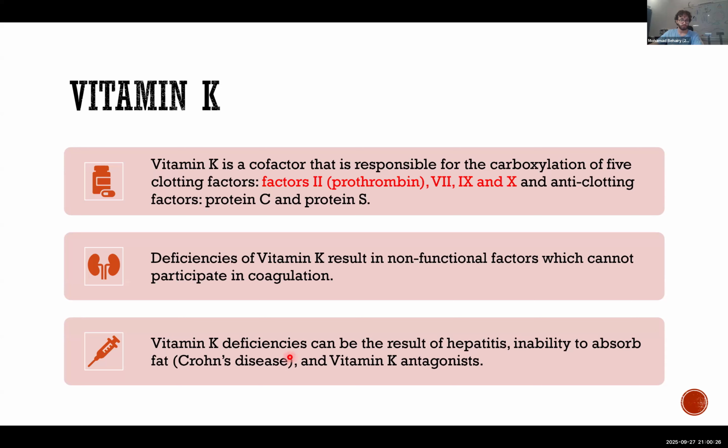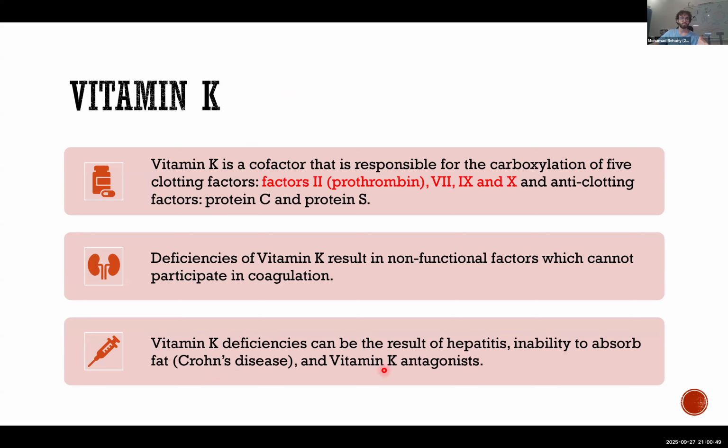But how can vitamin K deficiencies happen? Maybe hepatitis, which is a liver disease, liver inflammation. Maybe it's the inability to absorb fats. That's how you can have vitamin K deficiency. Vitamin K basically dissolves in fat. Well, that's Crohn's disease. I want you guys to remember that Crohn's disease causes a deficiency in vitamin K.